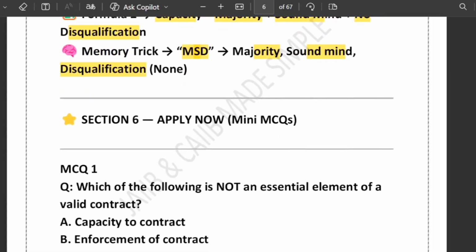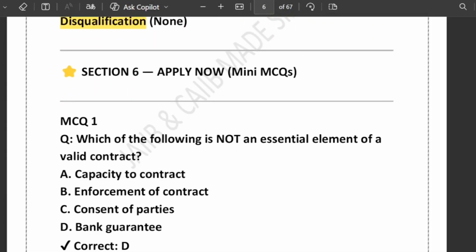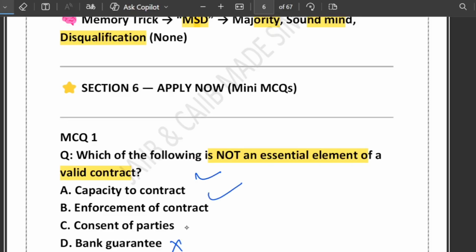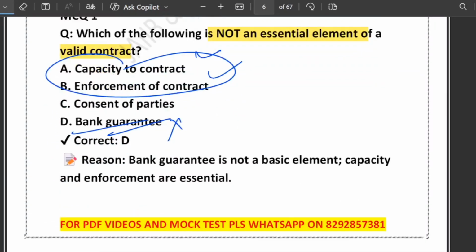Now friends, let's apply the concept which we have learned in the form of MCQs. The first question is, which of the following is not an essential element of a valid contract? Option A, capacity to contract; B, enforcement of contract; C, consent of party; D, bank guarantee. Yes, you are thinking it correct. Actually, bank guarantee is not a basic element. Capacity and enforcement are the essential ones. But bank guarantee is not a basic element. So D is the correct one.